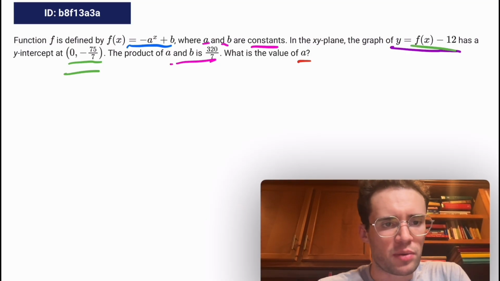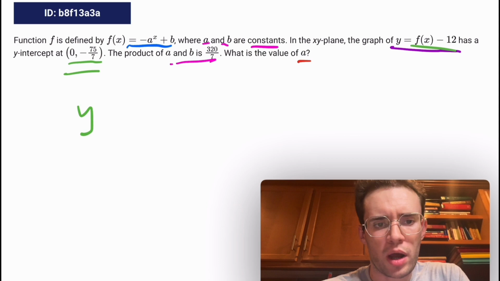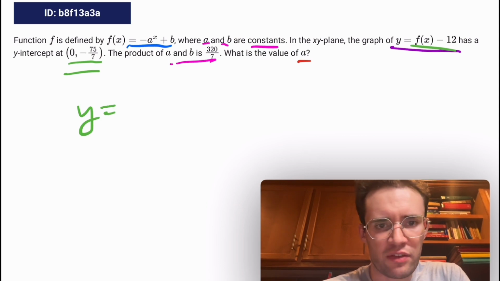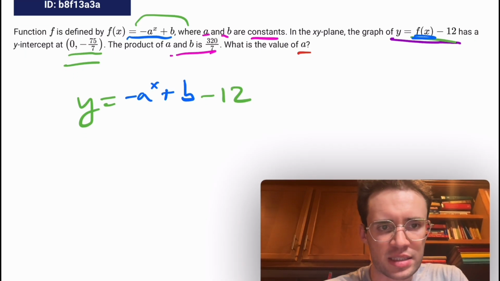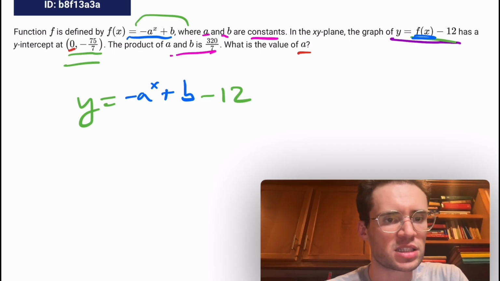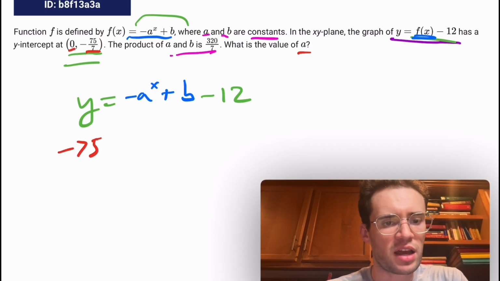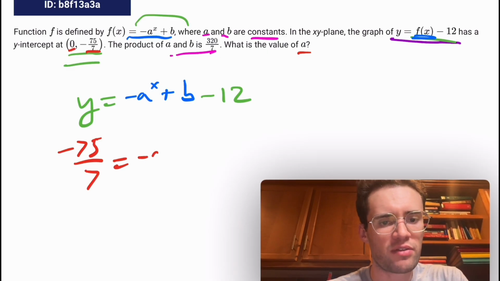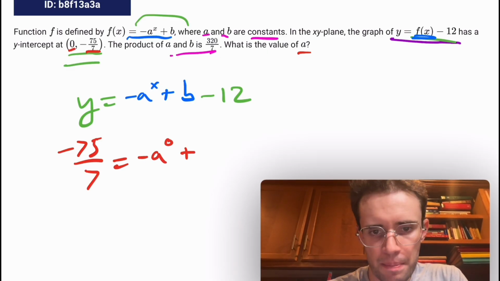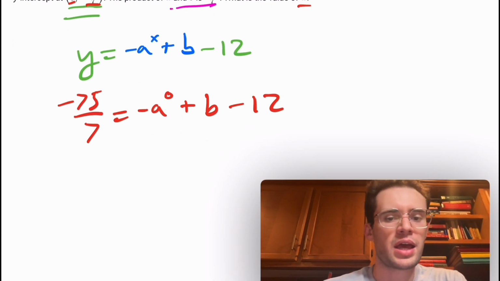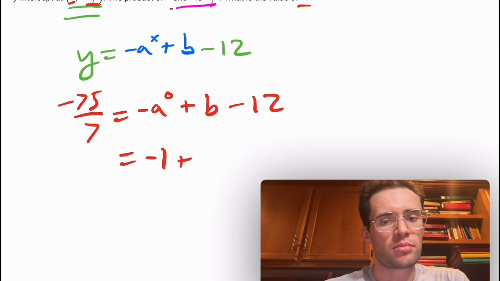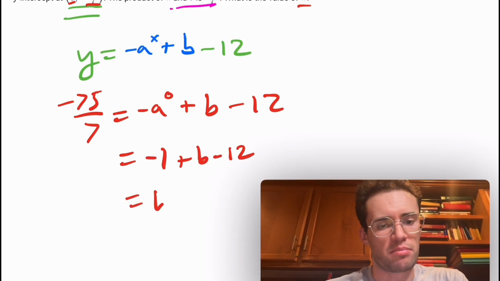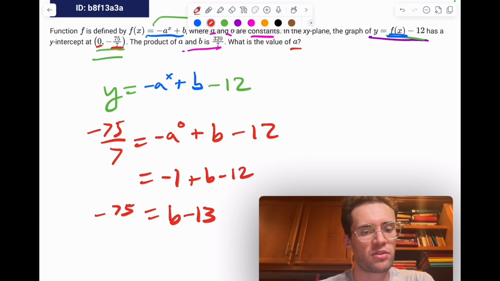So let's write this whole thing where you have the y-intercept like that. So we get y equals f of x minus 12. You write this whole thing. So negative a to the x plus b is the f of x part, minus 12. And they say the y-intercept is this. So when x is 0, that's your output. So negative 75 over 7 is equal to negative a to the 0 power plus b minus 12. Okay, so anything to the 0 power, doesn't matter what a is, is 1. So you can write this as negative 1 plus b minus 12, which is going to be b minus 13. Right, so negative 75 over 7.